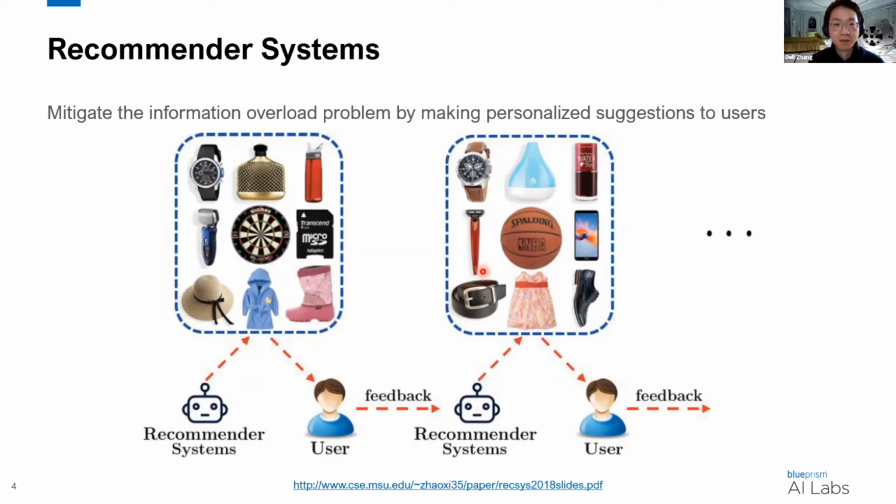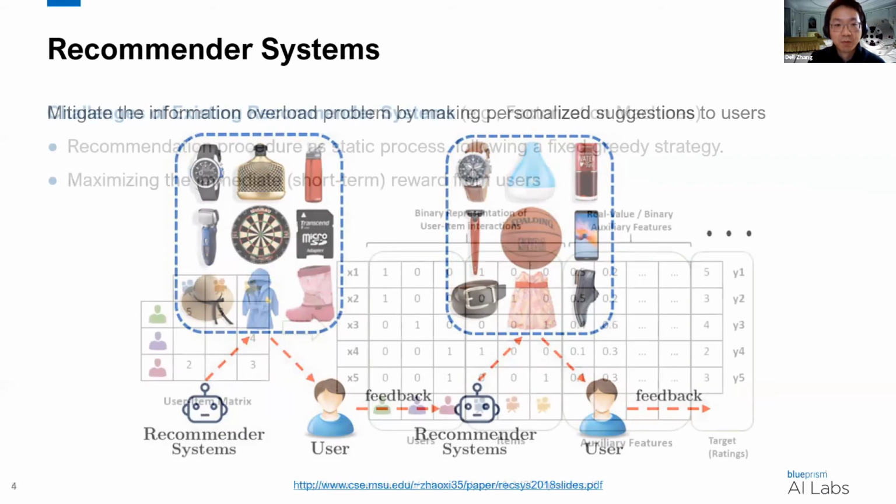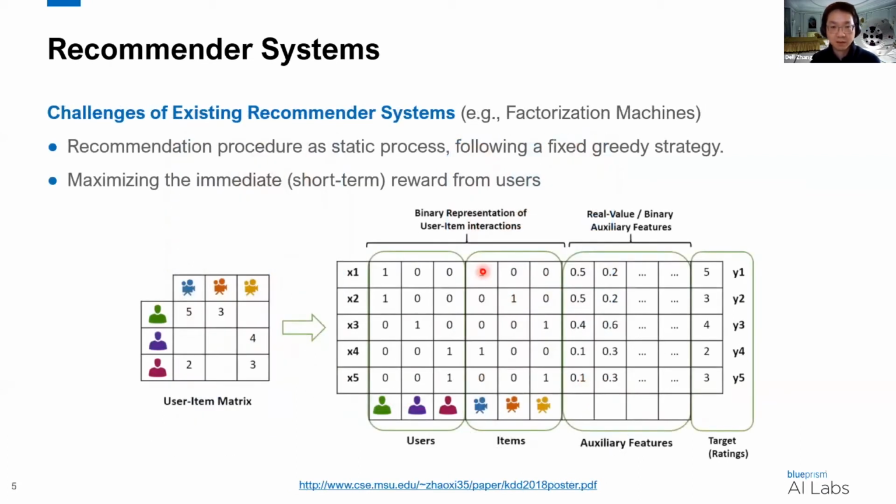So recommender systems have been an important application of information retrieval because it helps to mitigate the information overload. And this is a problem which can be solved by reinforcement learning. But before that, we have seen many techniques for recommender systems from user-based collaborative filtering, item-based collaborative filtering, and then there are more advanced techniques such as factorization machines.